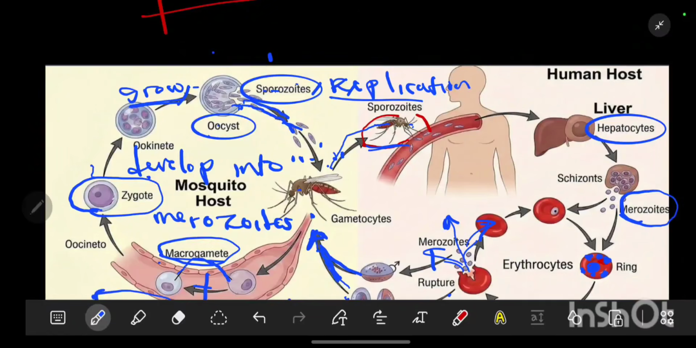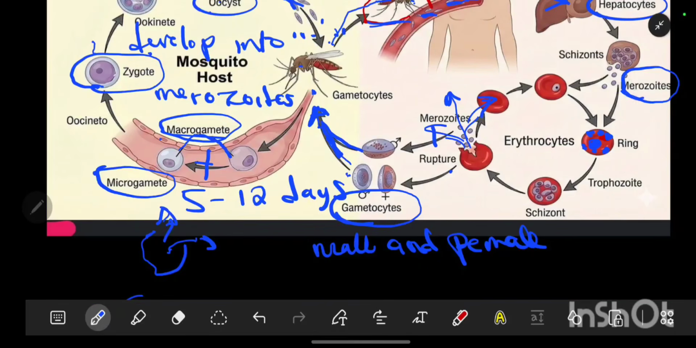So a quick recap: we have the sporozoites. The sporozoites are deposited into the bloodstream, and they go to the liver cells. In the liver cells, they differentiate, divide, grow, and all those things. Then after growth, they develop into merozoites. Merozoites raise the temperature and cause damage to the liver cells, which are hepatocytes, and then move to the red blood cells.